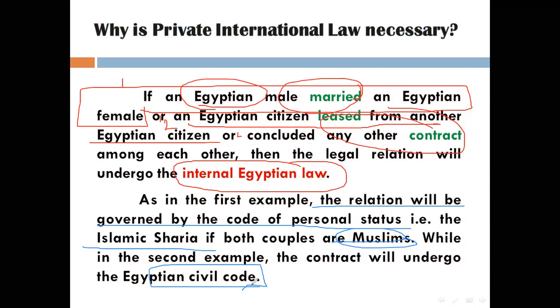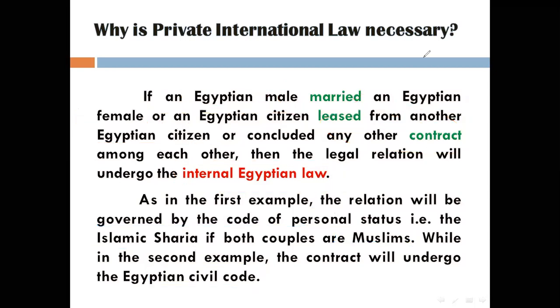Why do we say this? Simply because the parties to these relations and transactions are Egyptians. They do not enjoy any other nationality but the Egyptian one. So I don't think that we have any problem regarding the applicable law in this example, right? So let's continue. The question was, why is private international law necessary? We started with many examples, and in these examples, I don't think that we have any problem. Okay, let's see the other examples.